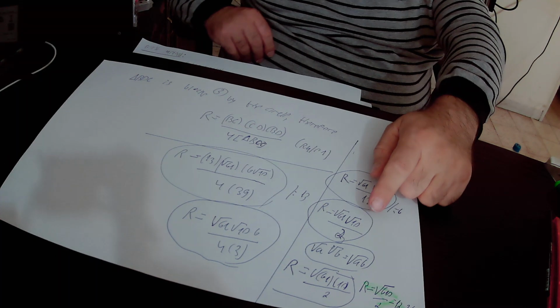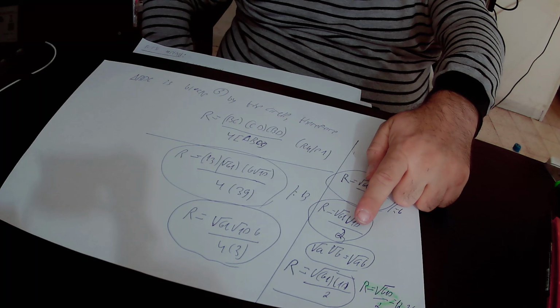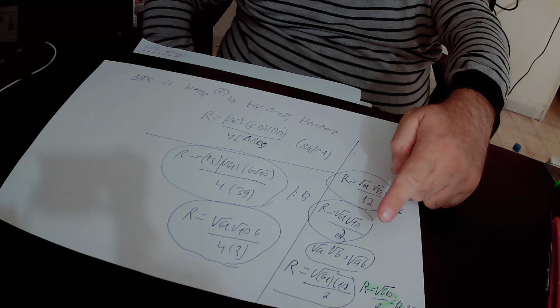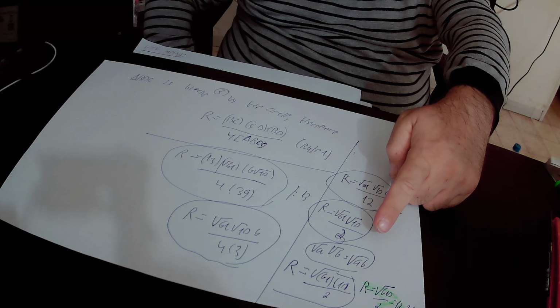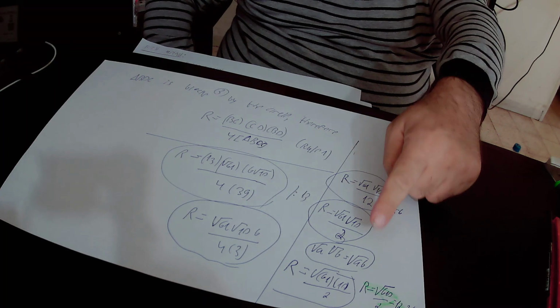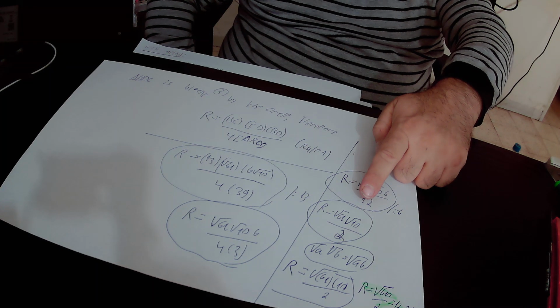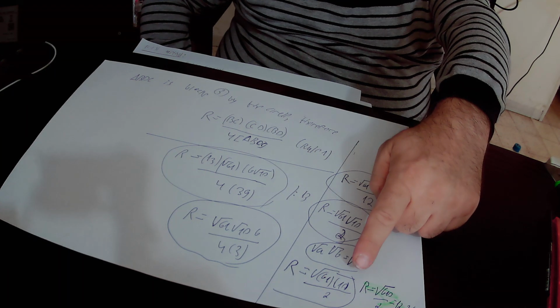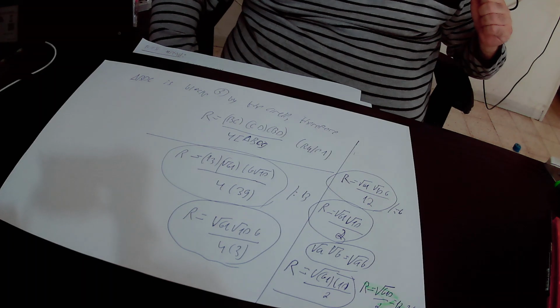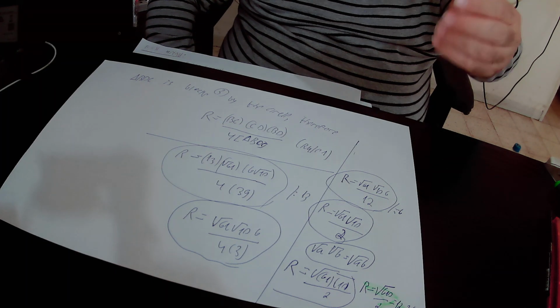Then we used the algebraic identity that the square root of A times the square root of B equals the square root of A times B. According to this algebraic identity, the square root of 61 times the square root of 10 equals the square root of 61 times 10, over 2. 61 times 10 is 610.